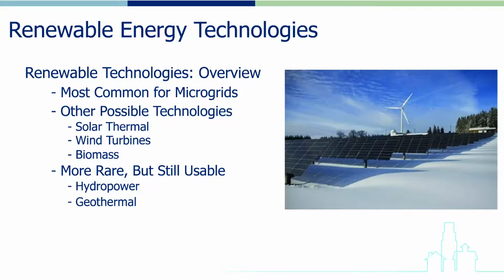A wide range of renewable technologies can be incorporated into microgrids. Solar thermal, where the sun heats hot water, biomass, where organic matter is used as fuel to generate electricity, hydropower, using the flow of water to generate electricity, and geothermal, tapping heat within the earth to generate power. While all four of these strategies are technically feasible and have been used in successful microgrids, the two most viable and common technologies currently in use are photovoltaics and wind. Let's take a closer look at each of these technologies in a bit more detail.